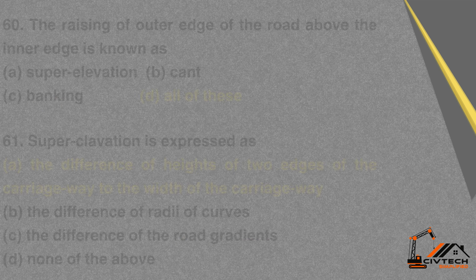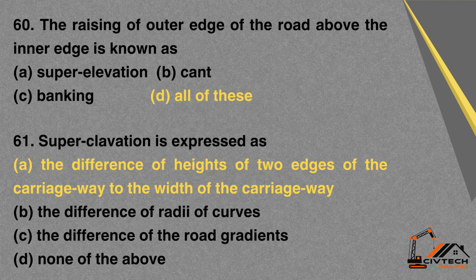60. The raising of the outer edge of the road above the inner edge is known as A. Superelevation. B. Cant. C. Banking. D. All of these. Correct option: D. All of these. 61. Superelevation is expressed as A.